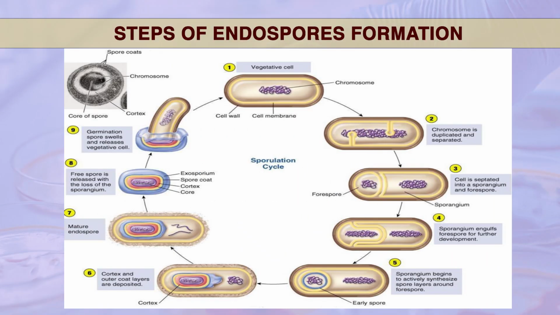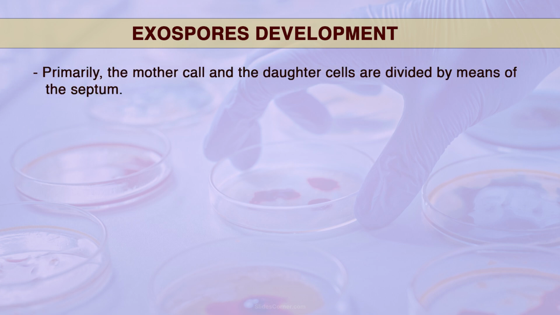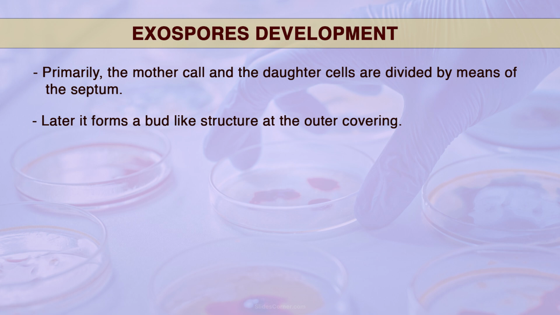Here you can see the whole pictorial presentation of the steps of spore formation in this picture. Then, exospore development. Exospores are developed outside the body, attached to the outer surface of the cell wall. During unfavorable conditions, the mother cell and the daughter cells are derived by means of the septum.